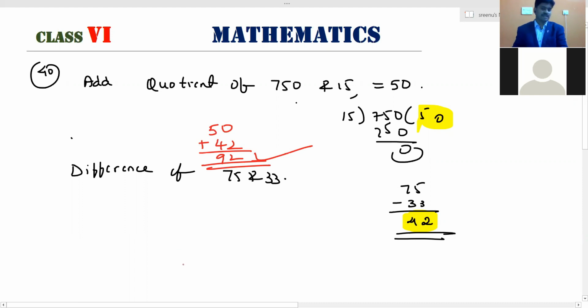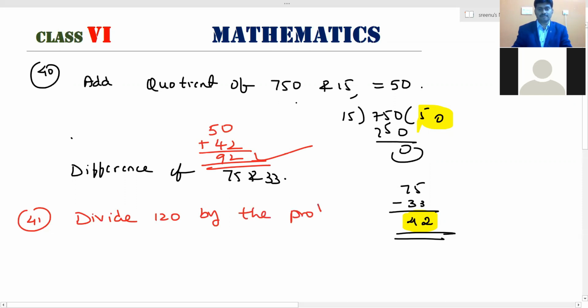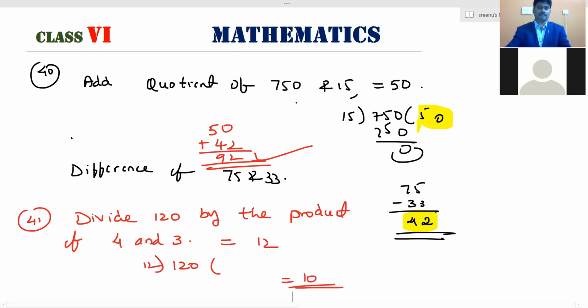Okay. The next question also I will read. Divide 120 by the product of 4 and 3. So product is what? 4 3s are how much? 12. Let's divide 120 by 12. So that's how much we will get? 10 is the answer. Right? So like this.